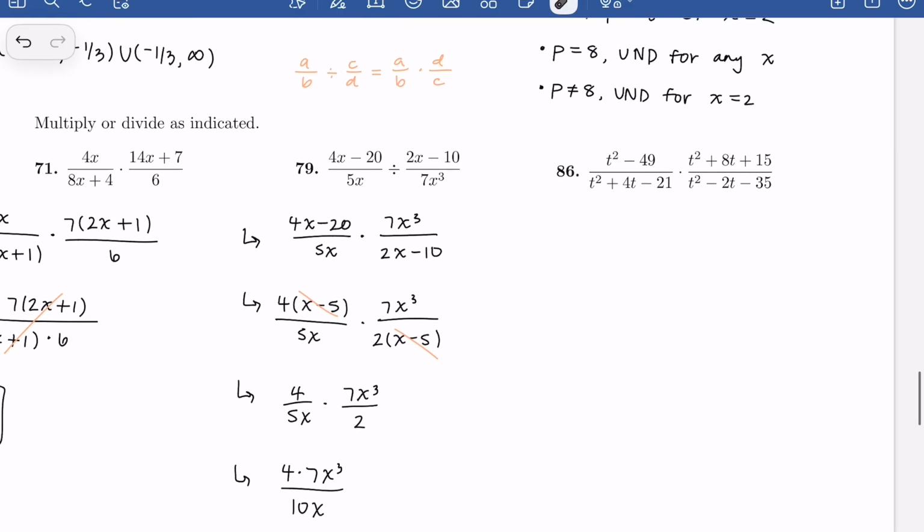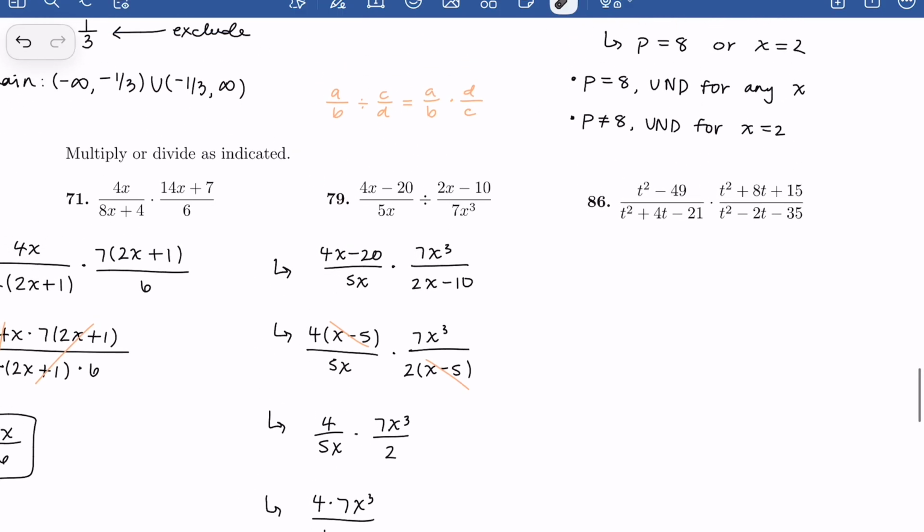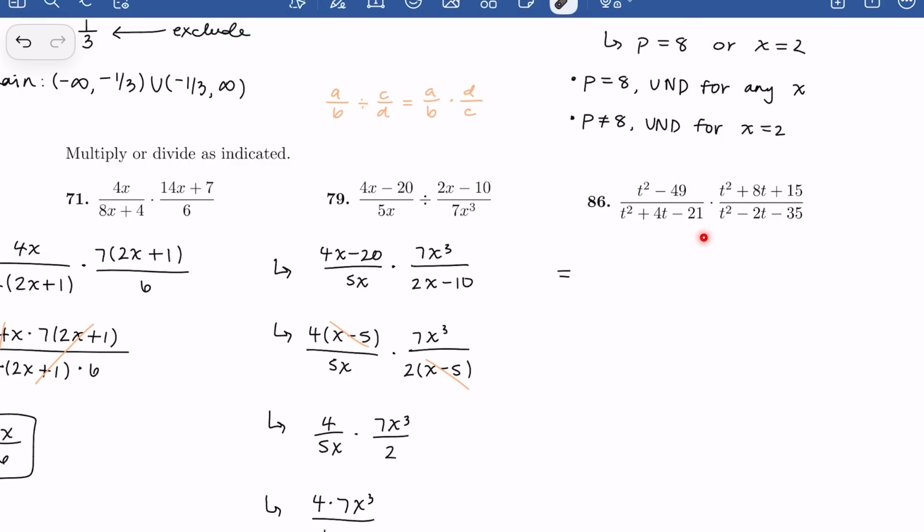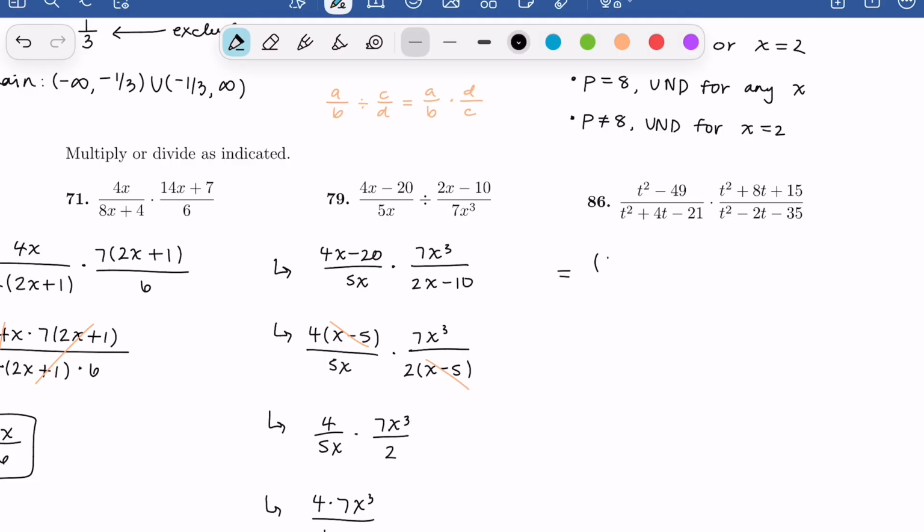All right, let's look at this last example. We're again going to be multiplying two rational expressions. So the first thing that we want to do is factor them. So let's factor this first rational expression. In our numerator, we have a difference of 2 squares. So this is going to end up being t minus 7 times t plus 7.